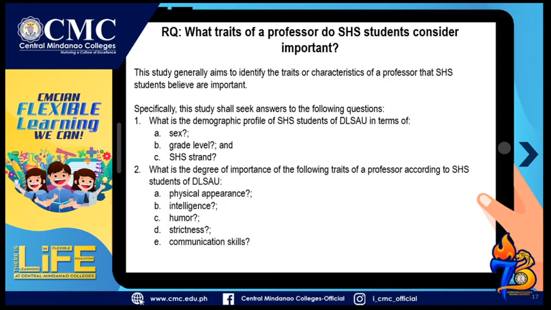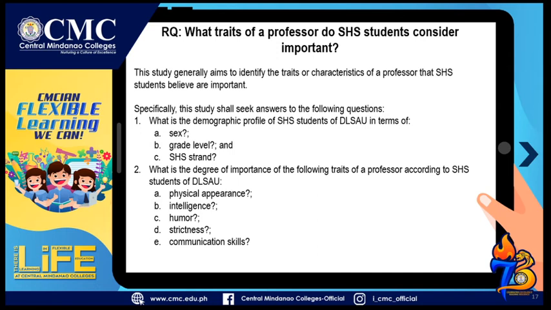Then, what is the degree of importance of the following traits of the professor according to senior high school students? Physical appearance, intelligence, humor, strictness, and communication. Take note na itong lahat, the physical appearance, intelligence, humor, this would be part of your what? Always part of your variables. Mga indicators mo ito sila.